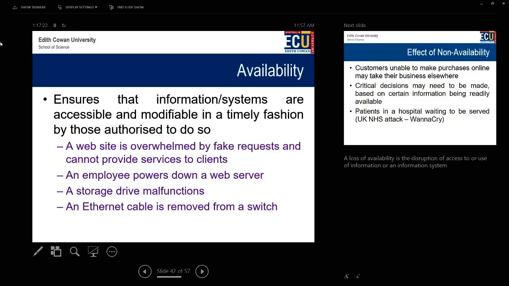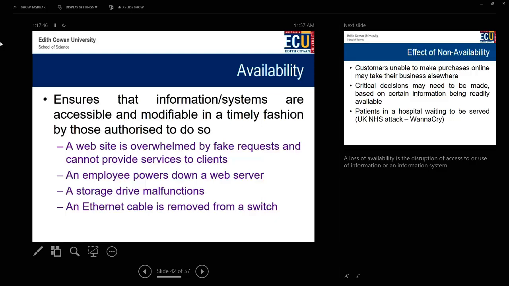Whether it was because of the fake requests, the legitimate requests, or a cyber attack, the normal Australian citizen or resident was unable to access that website. So it was a compromise on availability.